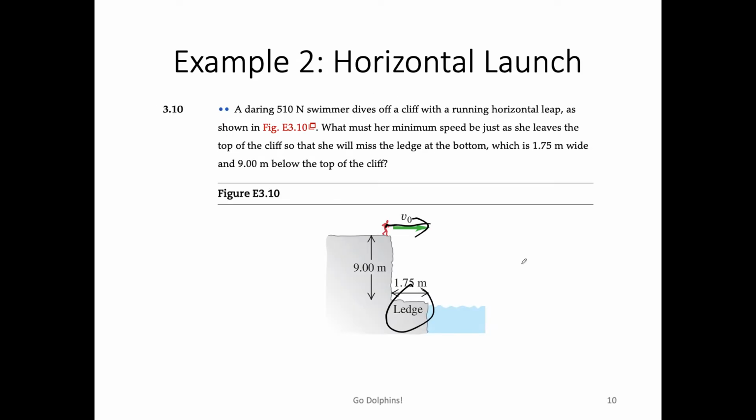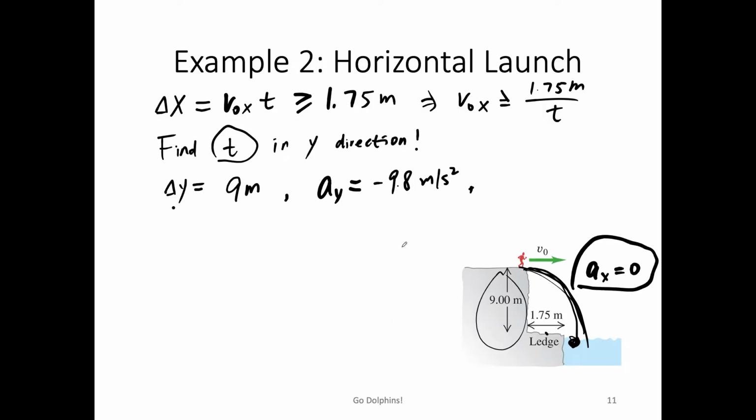So the diver is running horizontally, which means the initial velocity is entirely in the x direction. So what's the initial velocity in the y direction? 0, right? Okay, so we have 3 known variables and we need to solve for t. So which equation are we going to use to solve it? The third one, right? The third kinematic equation.